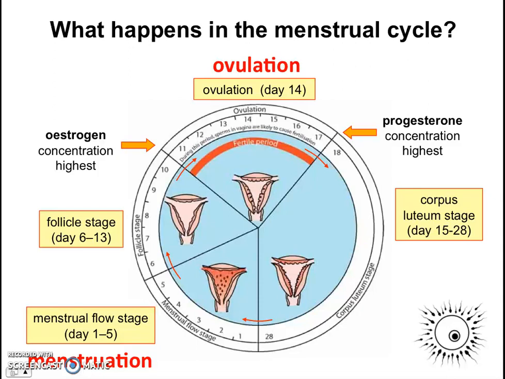So in the last video, we left off at this overview of the menstrual cycle. And we saw how it could be divided into several stages, right? The menstrual flow stage, follicle stage, ovulation, and then the corpus luteum stage. So in this video, we're going to take a closer look into each stage and see what happens during each stage.